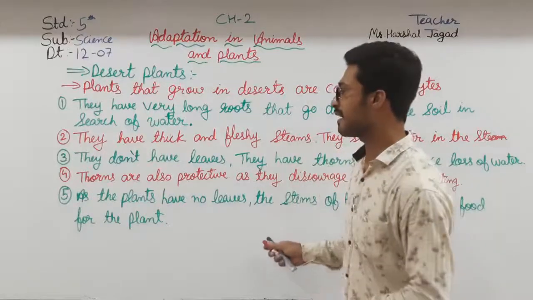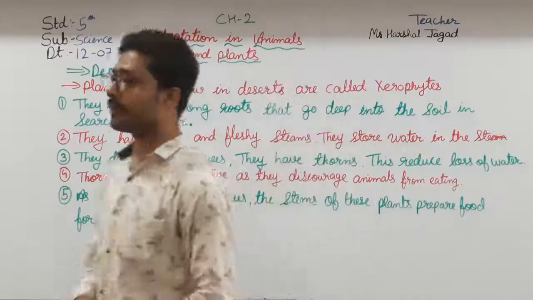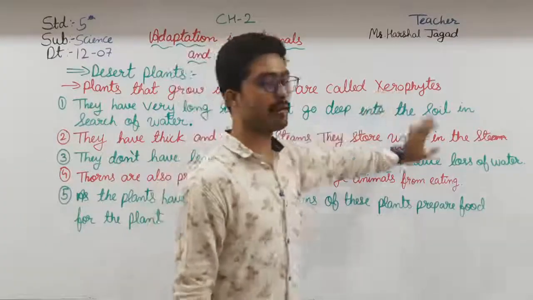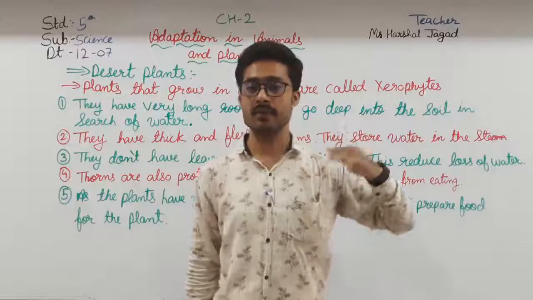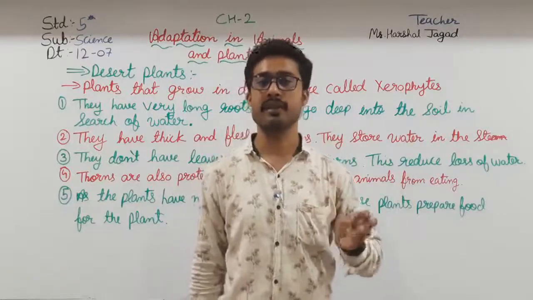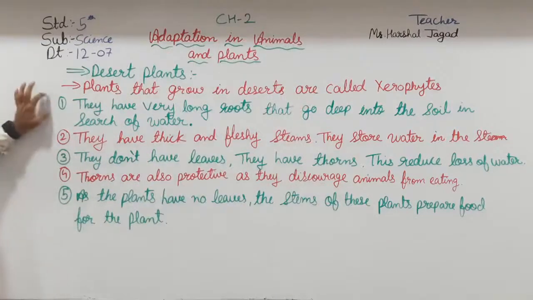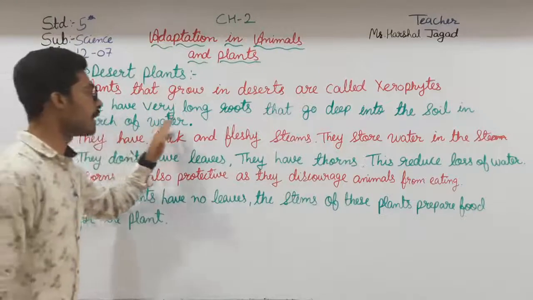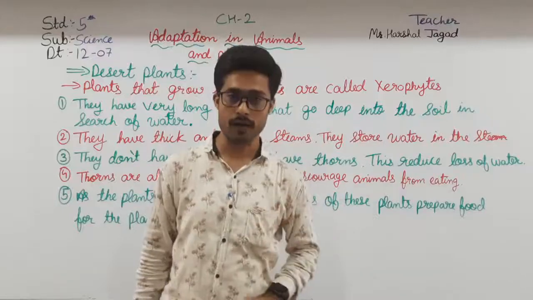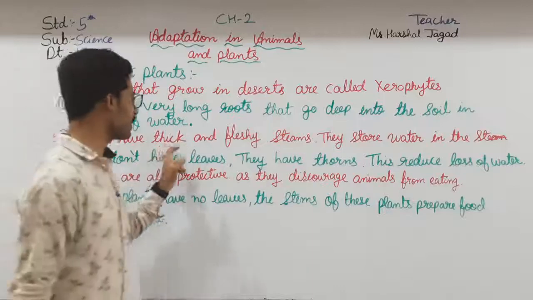Okay, students. So these are the 5 adaptations of it. Let us see again. First of all, plants that grow in deserts are called xerophytes. Okay, so the plants which grow in desert are known as xerophytes. It can be asked in fill in the blanks, MCQ, or true or false. Then the first adaptation was they have very long roots that go deep inside the soil in search of water. And the second one was they have thick and fleshy stems.